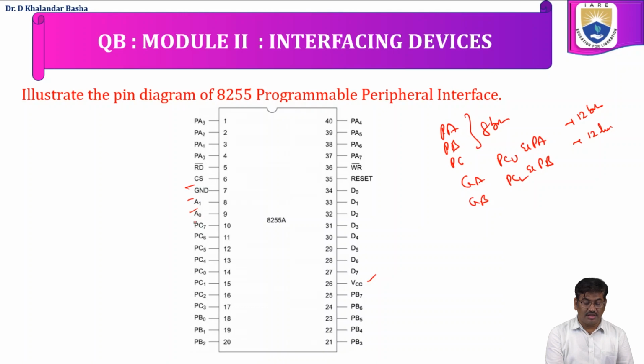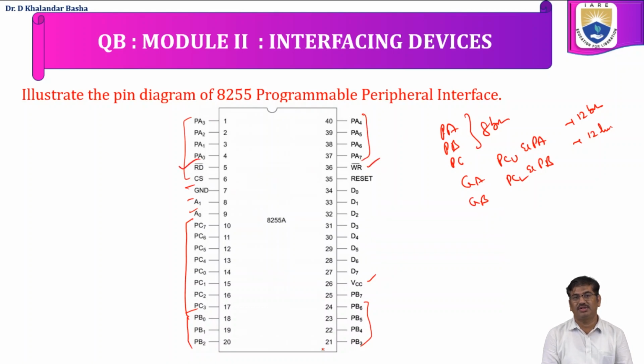Next, these are the port C pins, PC7 to PC0. Next, these are the port B pins, 8 port B pins, and port A 8 pins. Here we have the read signal and write signal. Whenever the processor wants to read data from 8255, that signal will be indicated on RD bar. Whenever the processor wants to write data, this signal will be connected to the write pin of the 8086 processor.